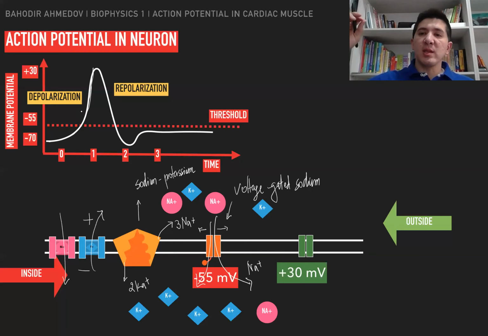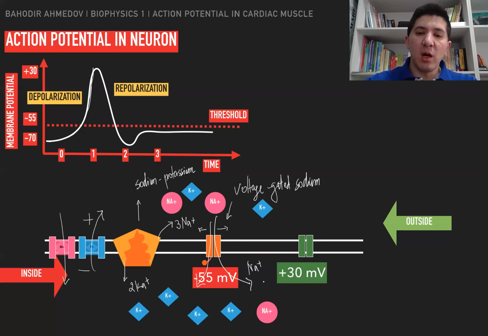So this process, when the signs of the membrane potential inside and outside of the cell change, is called depolarization. We used to have minus inside and plus outside, and now it becomes minus outside and plus inside. So this process is called depolarization.